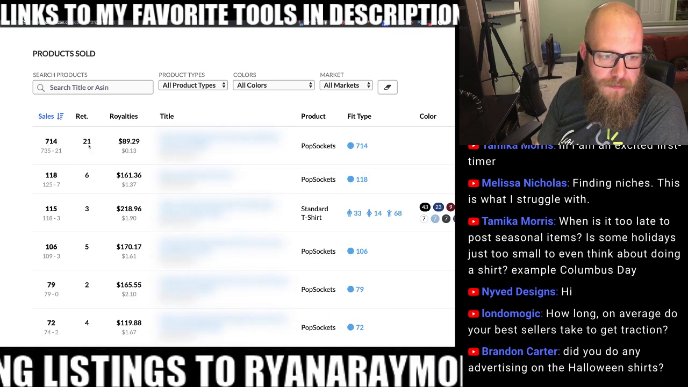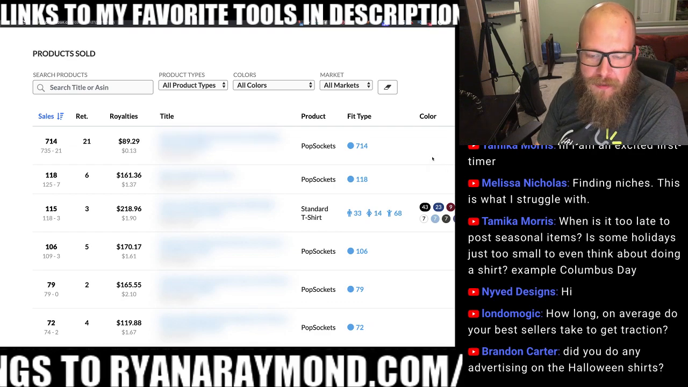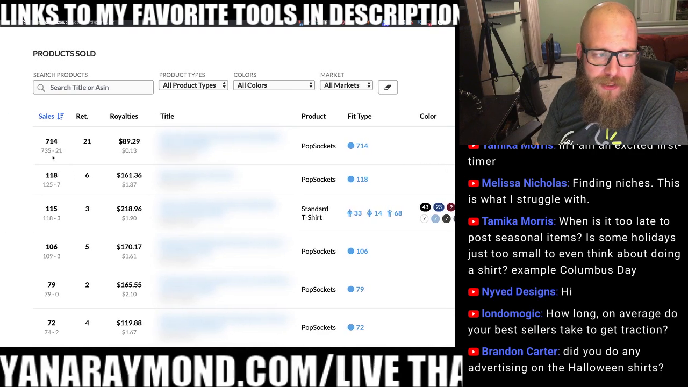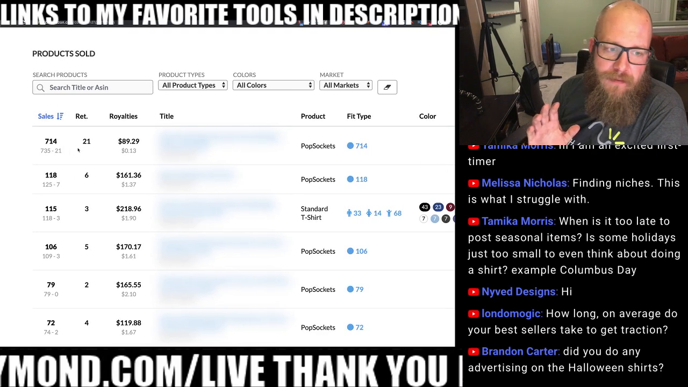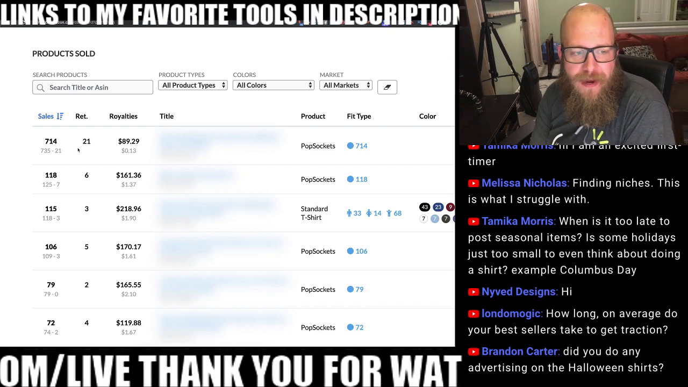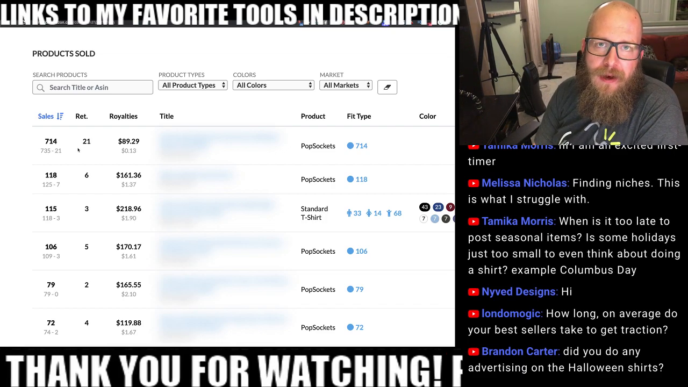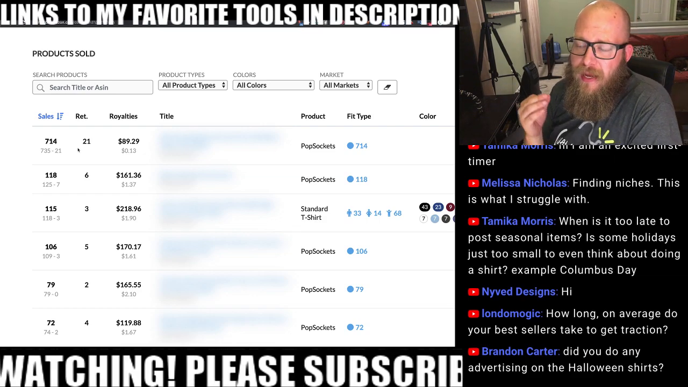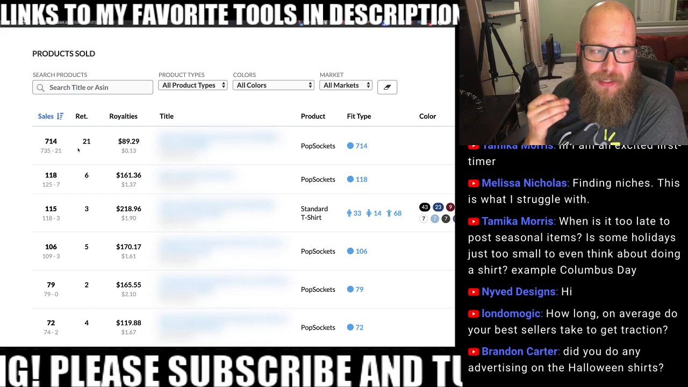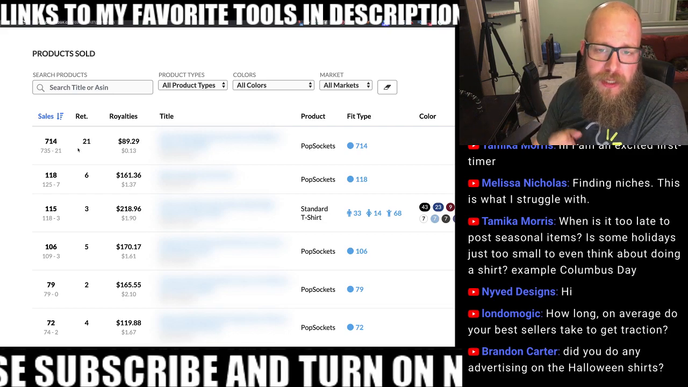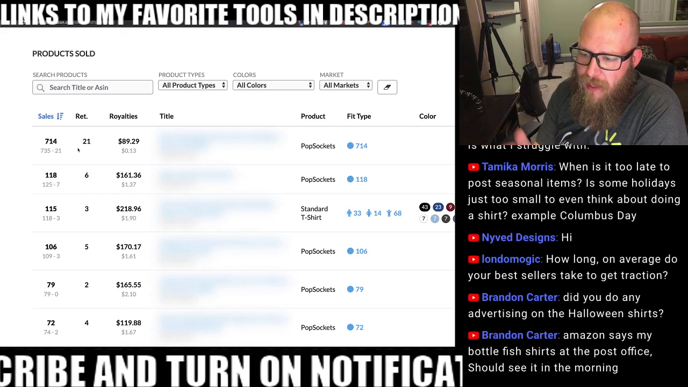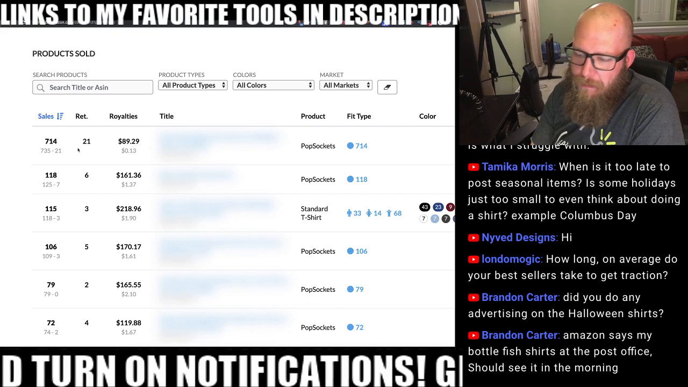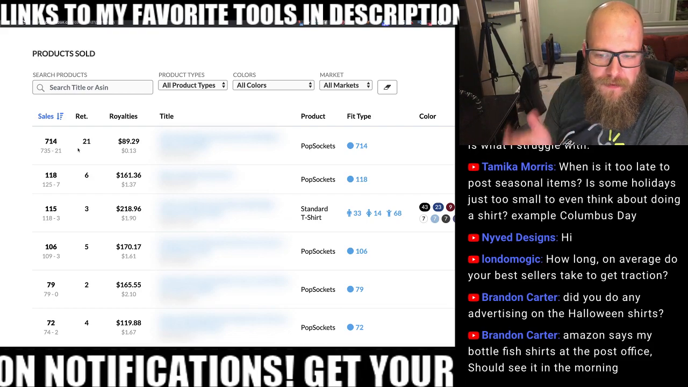This one here, if I sort, is my pop socket. I've talked about it before. I've sold 714 of those, and I've only made $89.29. I've averaged 13 cents on it. It's right now priced at just paying me 2 cents each time it sells. And I do that because I want things that are going to be selling regularly. People can click my brand name, and they can find my other products.